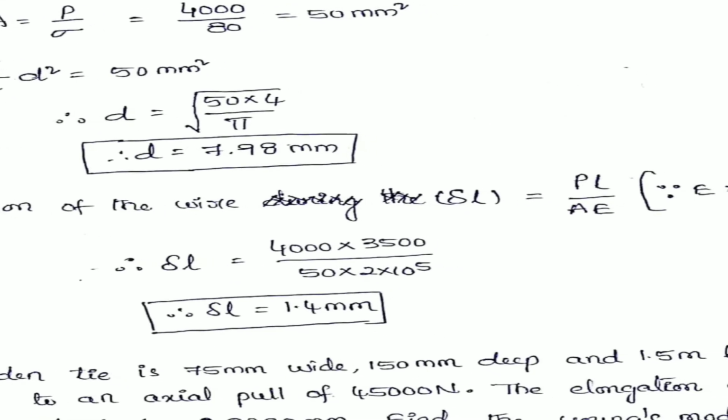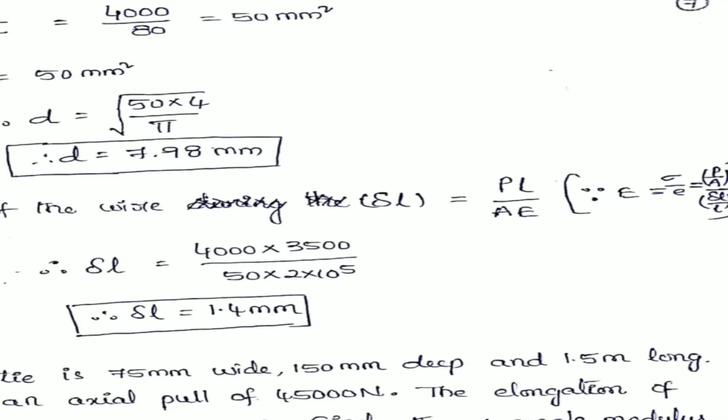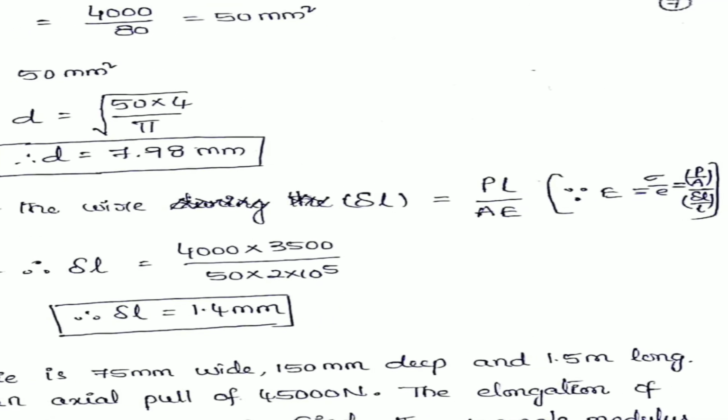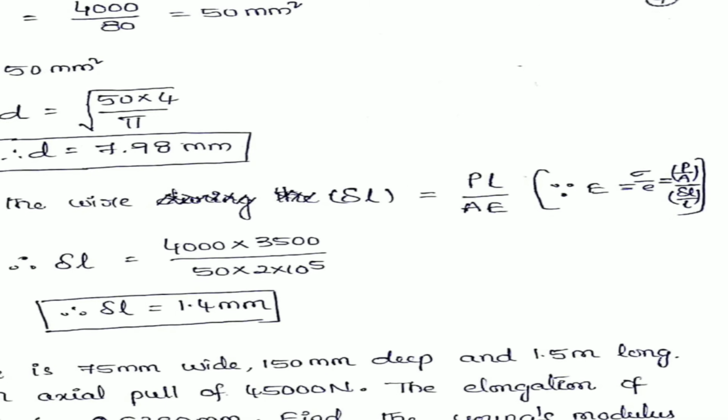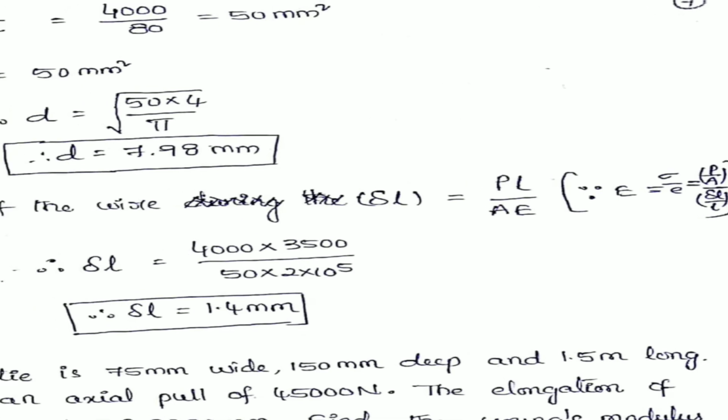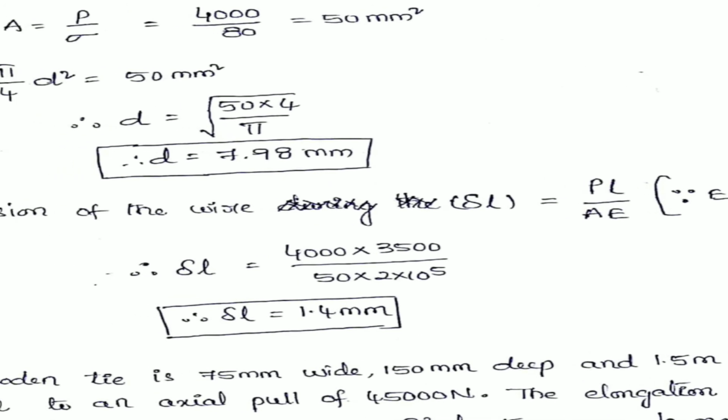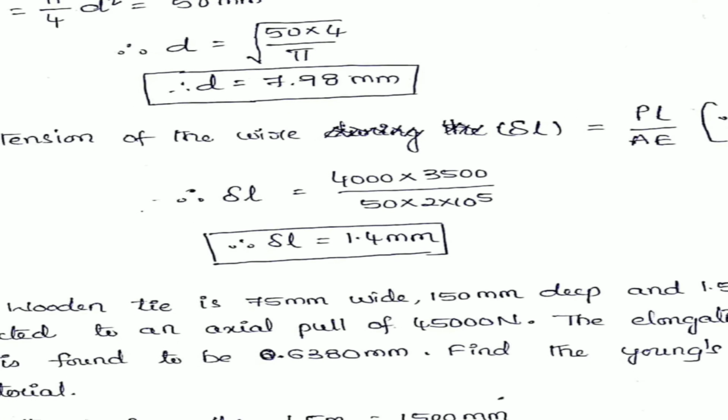Extension of wire delta L is equal to the previous formula PL by AE, where E is equal to sigma by strain e, that means load by cross sectional area, and strain e is equal to change in length by original length. Finally delta L is equal to 4000 into 3500 by 50 into 2 into 10 to the power of 5. Therefore the change in length delta L is equal to 1.4 mm.